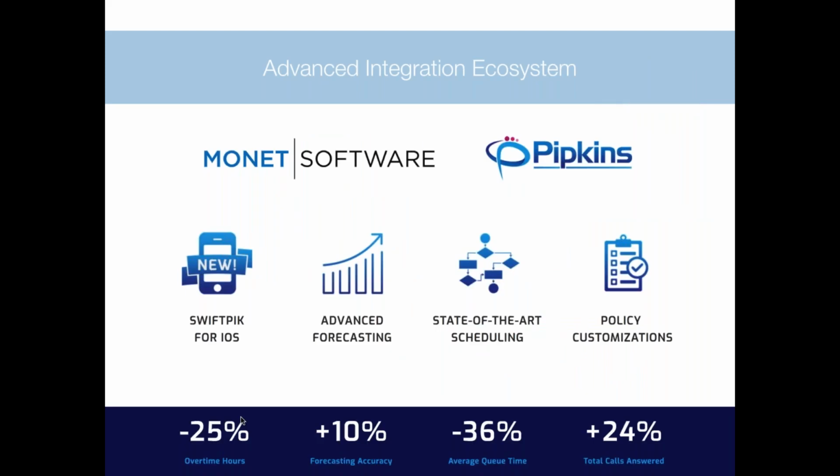And with the Pipkins and Monet integrations, these are there to provide advanced forecasting and scheduling. There are some metrics shown on the screen right here of decreased overtime hours, increased accuracy on forecasting. These are metrics produced by Pipkins and Monet of just what they've seen when a contact center implements workforce management into their center.